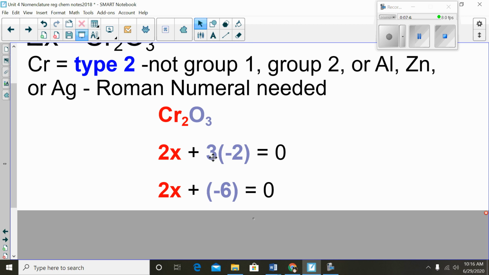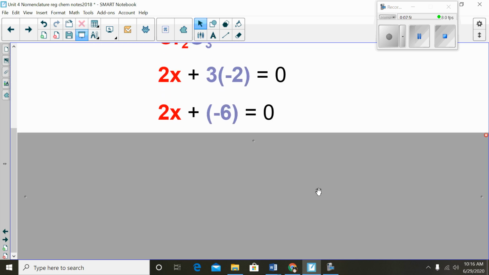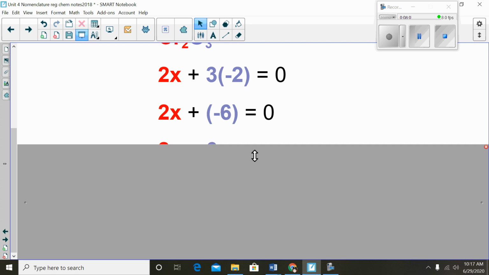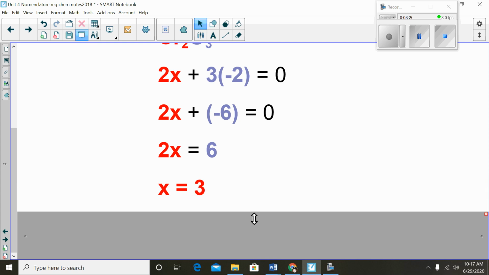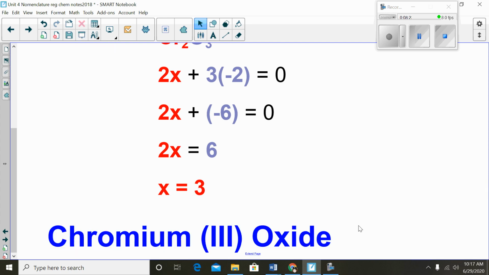The next thing you do is multiply your numbers. The 2x remains the same, but 3 times 2 is 6, and 2 had that negative charge, so it remains as negative 6. Now your goal is to solve for x. So algebraically, your next step is to move that 6 to the other side and get x by itself. And when you move it to the other side, 6 becomes positive. And then how do you get x by itself? You need to divide by 2. So 2x divided by 2 is just x. 6 divided by 2 is 3. So the proper name here is chromium 3 oxide.